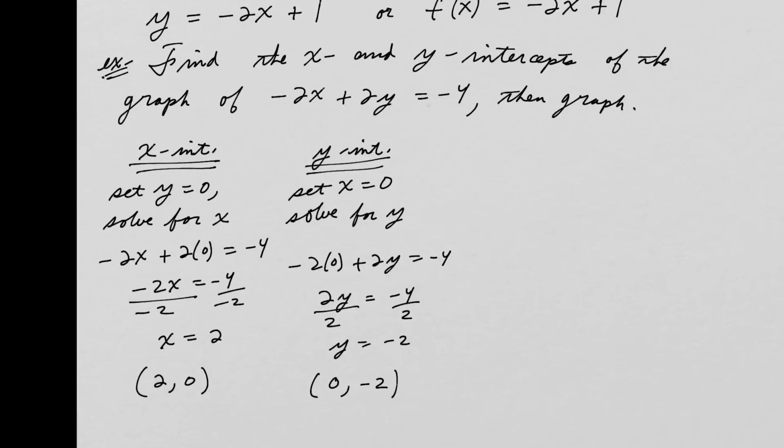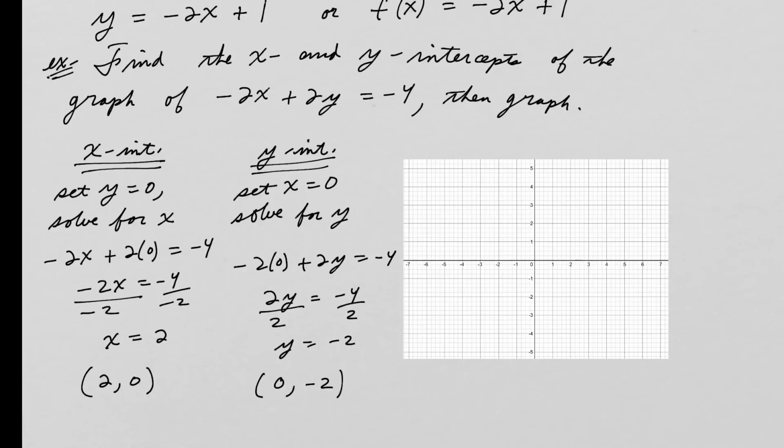Okay, now to plot it, I can just use these 2 points, right? So let me bring up a nice Cartesian plane. Okay, so 2, 0 would be this point right here, right? And then 0, negative 2 would be this point right here. So this linear equation is going to look like this. Right? And of course, it goes on forever, right? It's a line.